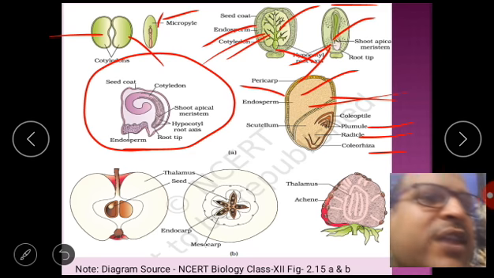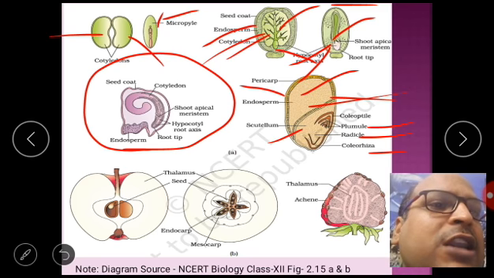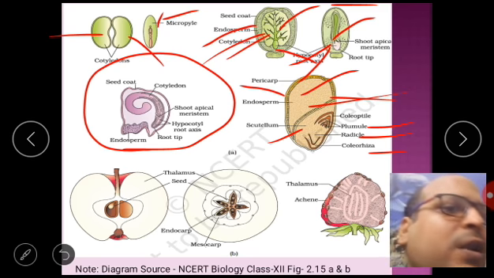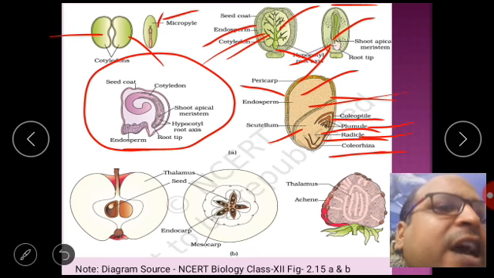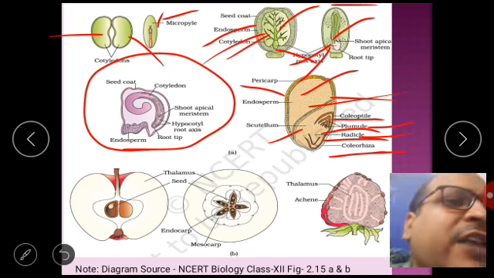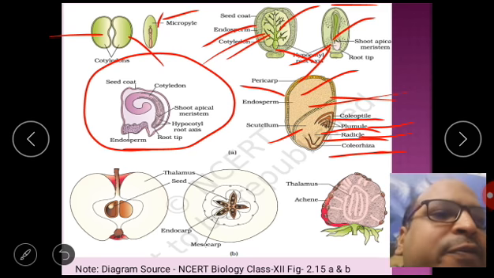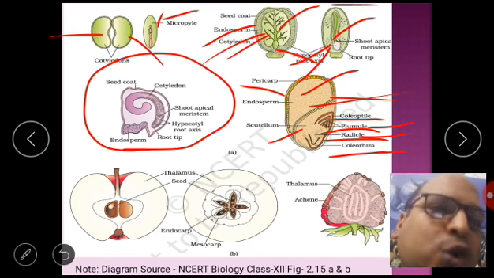Now inside the pericarp you will see endosperm, and this thing will be the cotyledon, that is scutellum. Scutellum is the cotyledon in case of monocotyledons. Now coleoptile, plumule, radicle and coleorhiza. That means radicle makes coleorhiza and plumule makes coleoptile, and these two things will produce the stem as well as roots, that means shoot and roots of the plants.